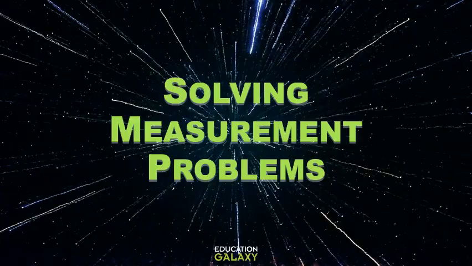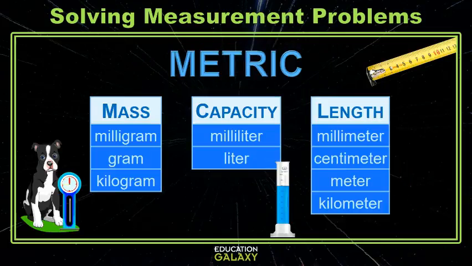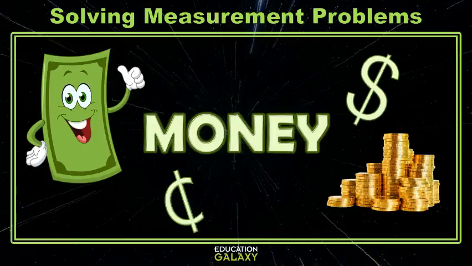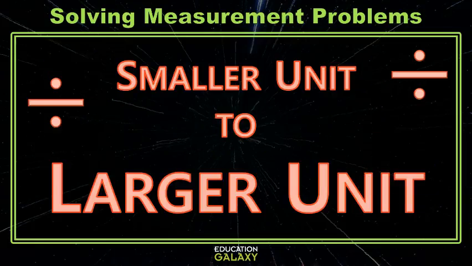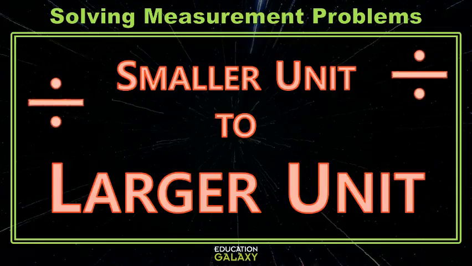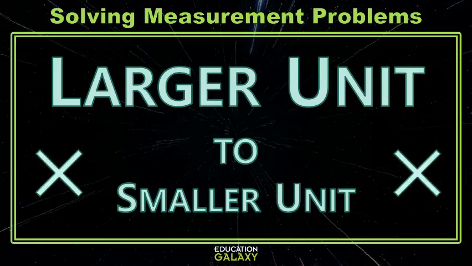Everybody. Today we're solving measurement problems, which just means that we are problem solving with units. You remember units like in the customary system and in the metric system. And then there's also units of time and units of money like dollars and cents. Sometimes when we're solving problems with units, we have to switch from a smaller unit to a larger unit, in which case we would divide, and sometimes we go from a larger unit to a smaller unit, in which case we multiply. So let's try one of these together.